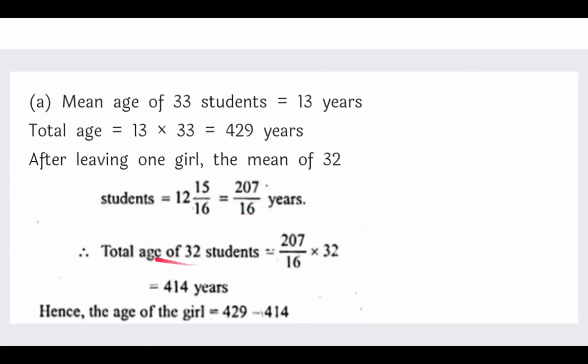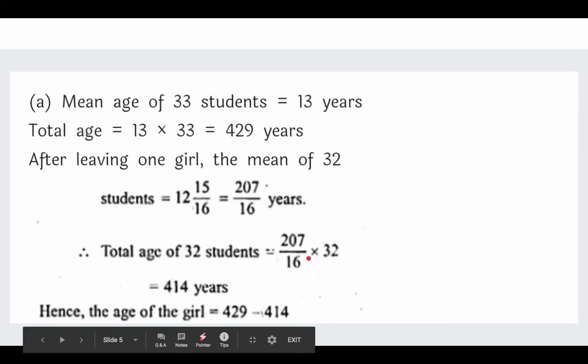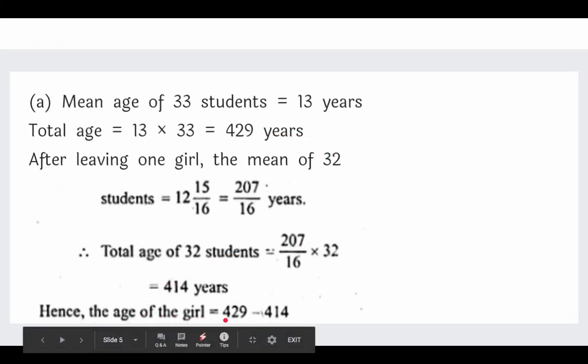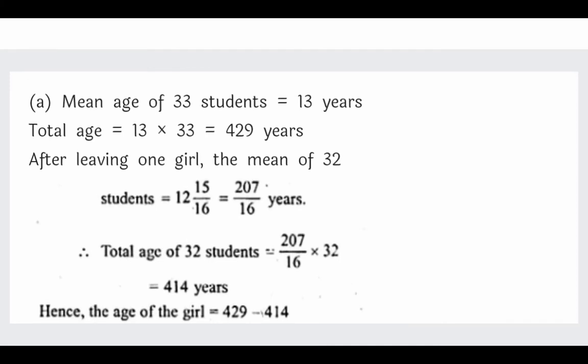Can you find the total age of these all? Yes, multiply. 16 ones are 16, 16 twos are 32. 2 into 207 comes out 414. So, for 32 students, what is the sum of their ages? 414. For 33 students, what was the sum of their ages? 429. So, what is the age of that girl who left the class? Subtract the two, 429 minus 414, and that will be the age of that girl. Clear, everyone? Understood? Sure? So, that is what it is.